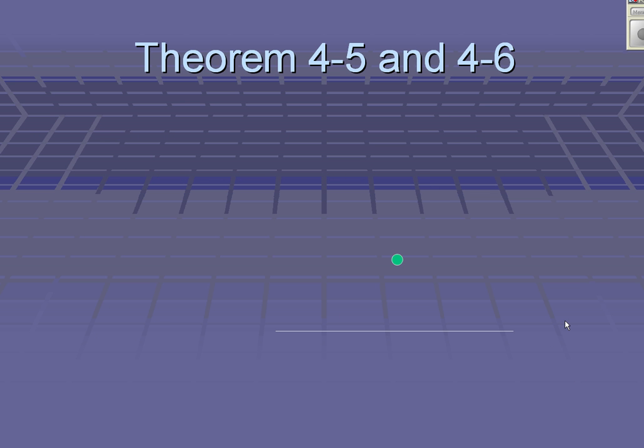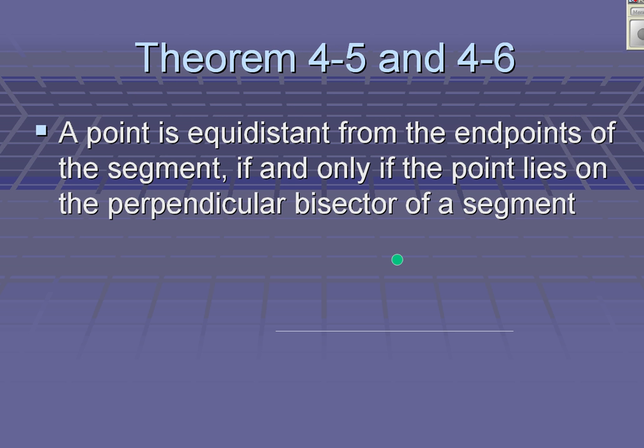All right, theorem 4.5 and 4.6, these are converses of each other. We've just combined the two statements in a biconditional by saying if and only if. And we say a point is equidistant from the endpoints of a segment if and only if it lies on the perpendicular bisector of that segment. And what that means is if I have this point and I say it lies on the perpendicular bisector, which I'll draw right here, if this yellow line is the perpendicular bisector of this segment, it's the same distance from this endpoint as it is from this endpoint.